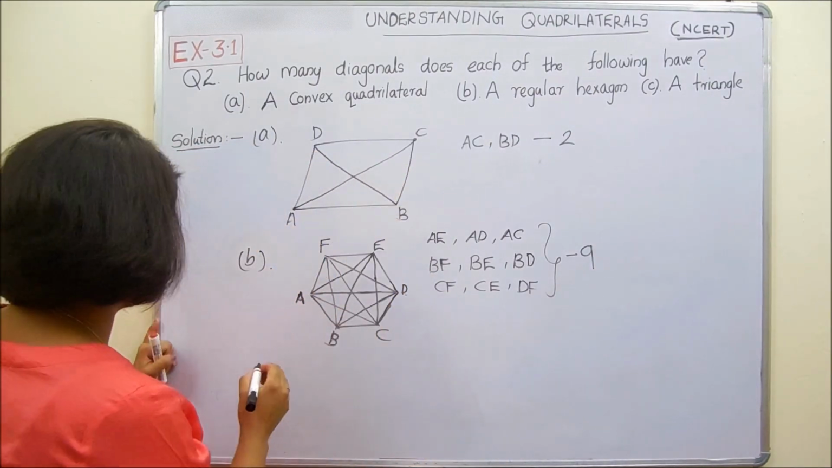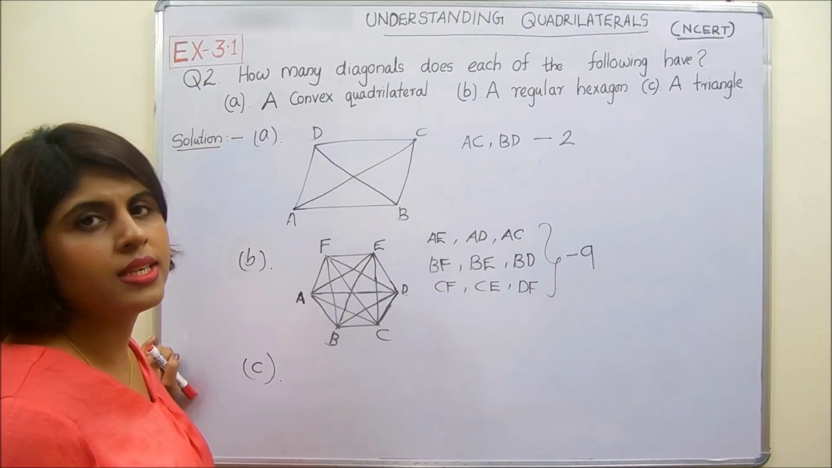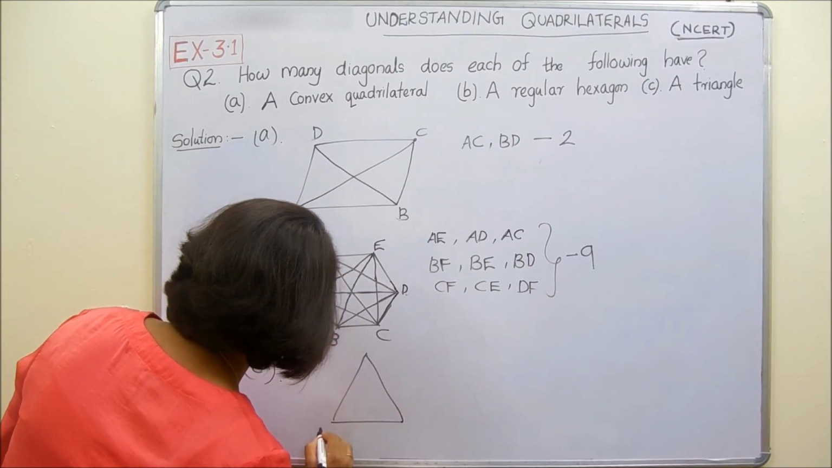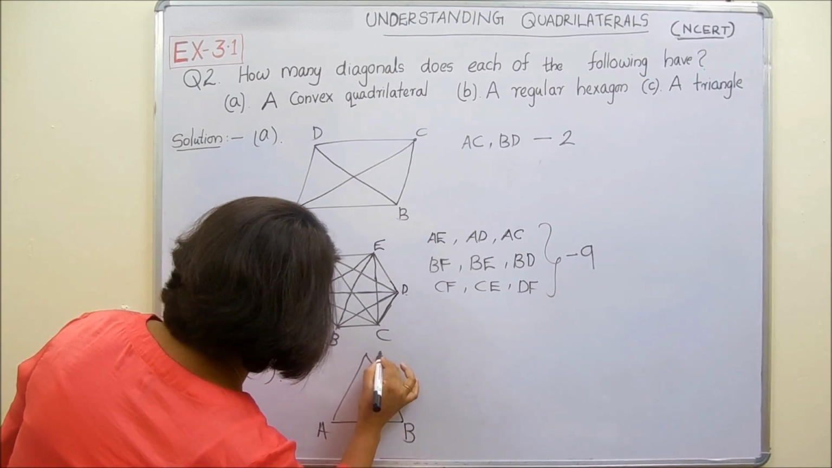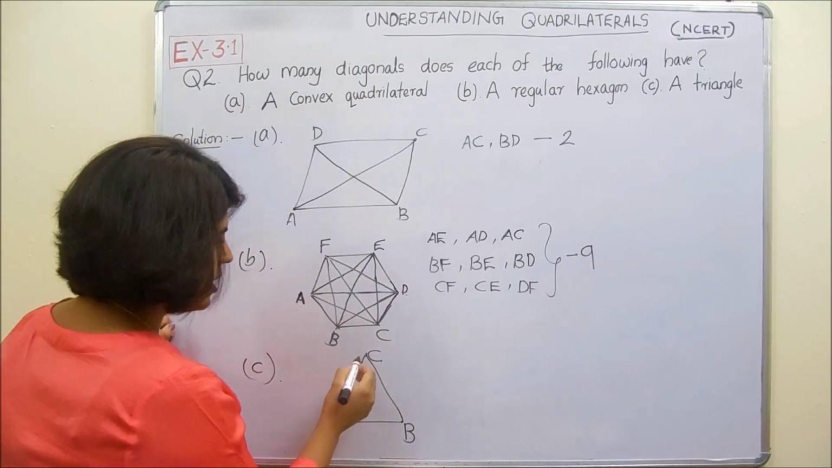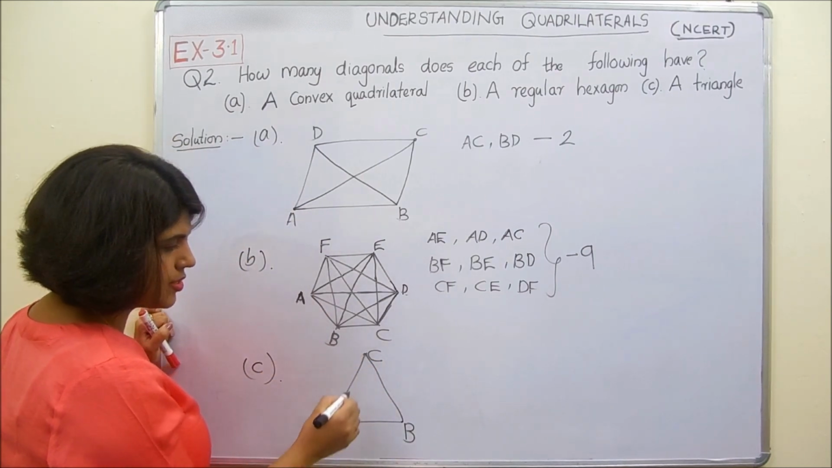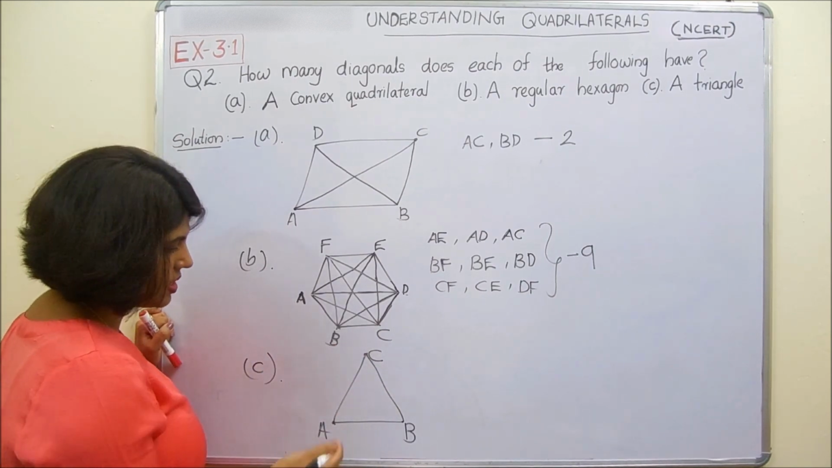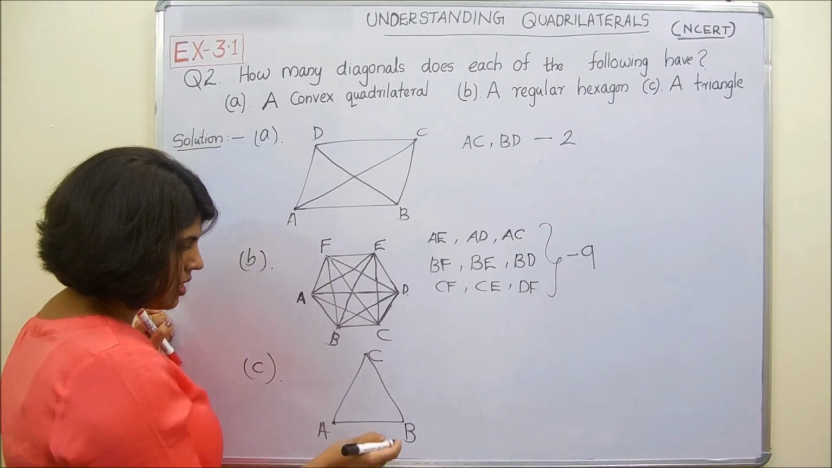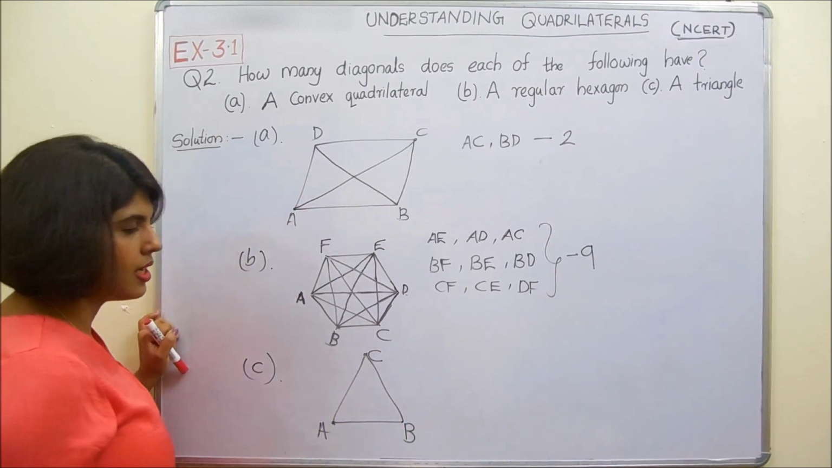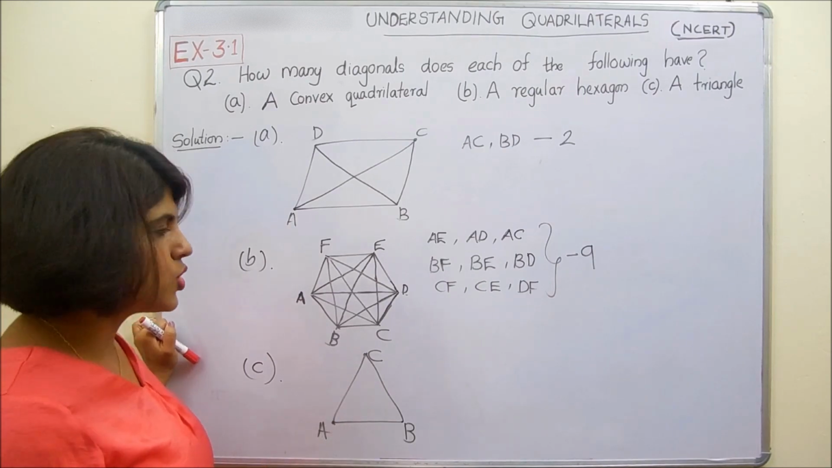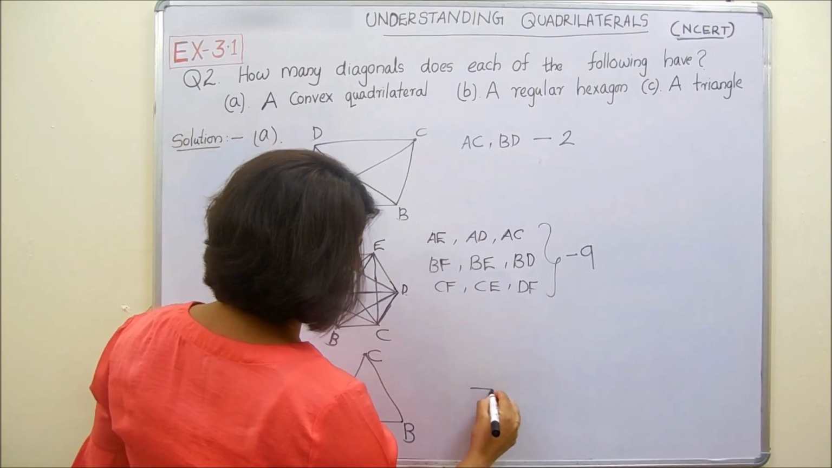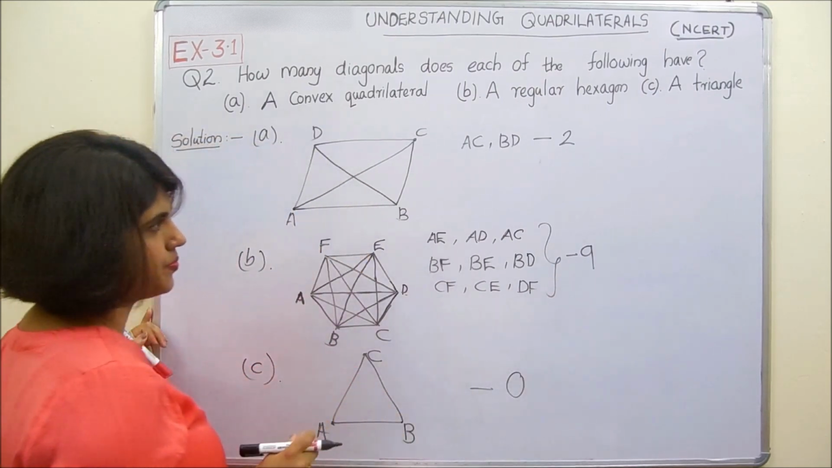Then the third one, a triangle. ABC is a triangle. Can we find non-consecutive vertices for this triangle? No. If we consider A and C, they are consecutive vertices. A and B are consecutive vertices. B and C are consecutive. We cannot find non-consecutive vertices in a triangle, so we cannot form diagonals in a triangle. Therefore, in the case of a triangle, the number of diagonals is 0.